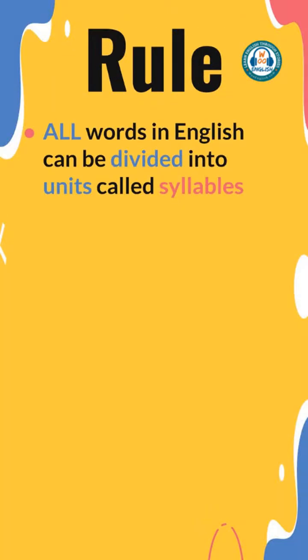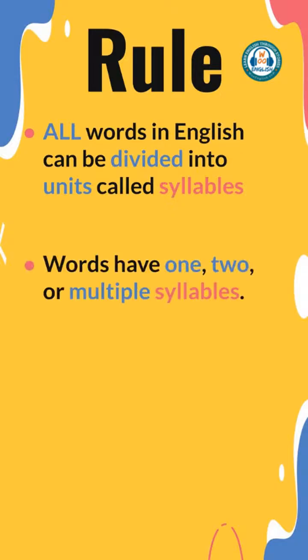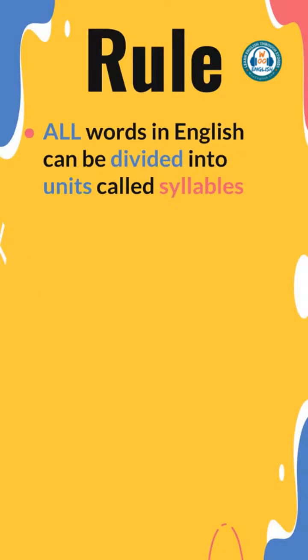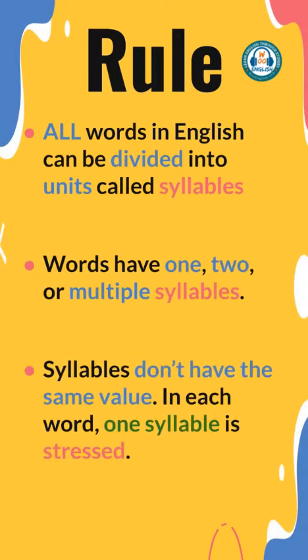So, let's carry on. All words in English can be divided into units called syllables. Words have or can have one, two, or multiple syllables. So let's go back. For example, cat has only one syllable. Jump has only one syllable. Apple has two. Happy also has two. Sunshine has two. Elephant, computer, telephone, butterfly has three. And the word watermelon has four. So every word in English can be divided into syllables. It can have one, it can have two, or it can have multiple.